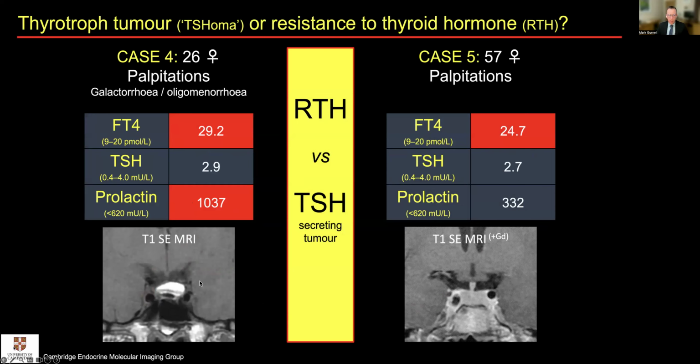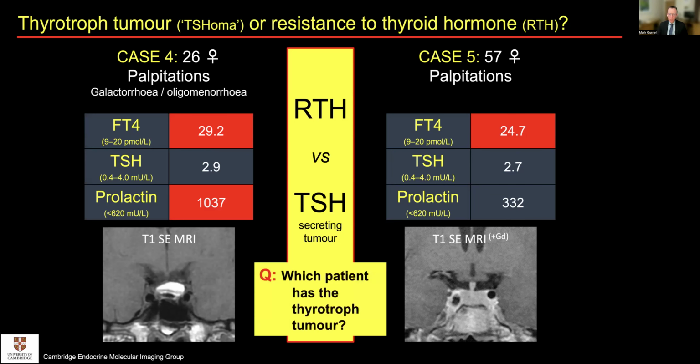Now, the MRI in the patient with the hyperprolactinemia clearly showed an abnormality, with this high signal area on non-contrast T1 spin echo MRI, suggesting a structural lesion in the pituitary, whereas the patient with the normal prolactin had, for all intents and purposes, a normal MRI. So if I ask you to declare which patient you think is going to have the thyrotrophic tumor, I suspect it's likely to be case number 4, whilst case number 5 is likely to be considered most likely to be RTH beta.